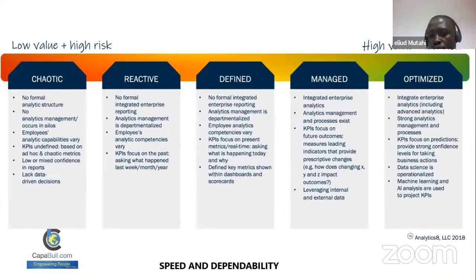But if you look at the extreme side where you have high value of your data, it basically means low risk. The reason we're talking about low risk is because there is integrated enterprise analytics, right from the customer to the executive. So there is analytic management and process that exists. There's a KPI focus on future outcomes, measuring leading indicators that provide prescriptive change, like how much changing X, Y, Z impacts the outcomes.